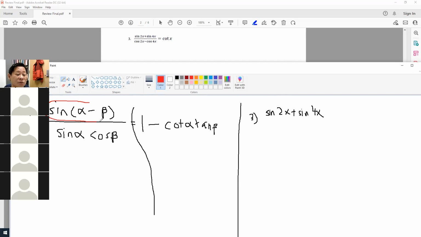This can be changed into what? Sine A times cosine B minus cosine A sine B. So sine alpha times cosine beta, followed by what? Cosine alpha sine beta. And this is all over sine alpha times cosine beta. Okay, what's next?